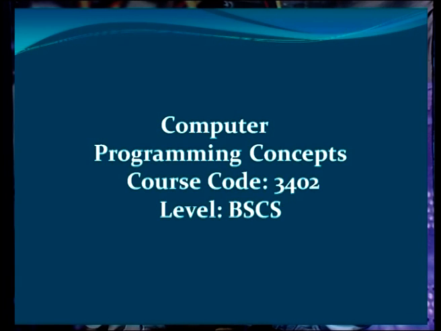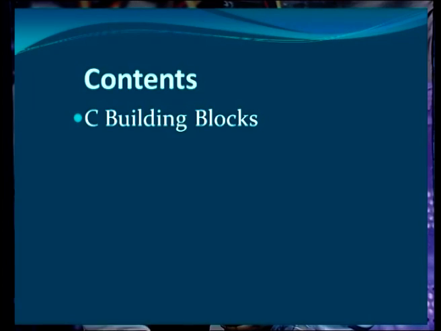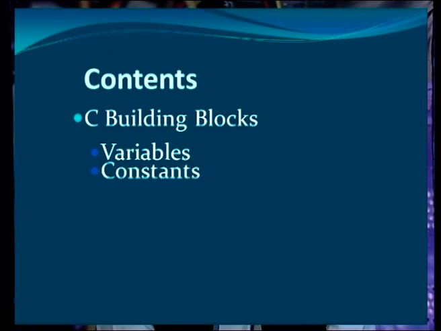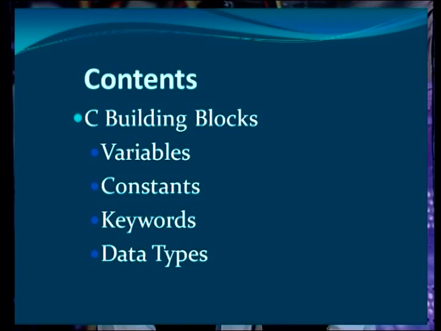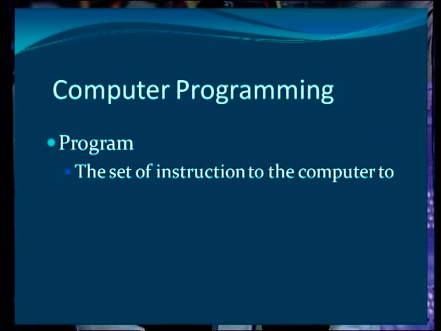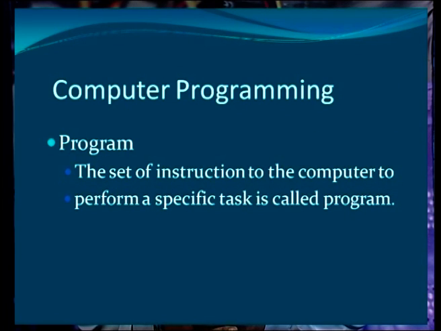In today's program, we are going to study the building blocks of the C program. Building blocks include variables, constants, keywords, and data types of variables. As we studied earlier, a computer program is a set of instructions given to the computer to perform a specific task, and this program is designed in computer programming languages.